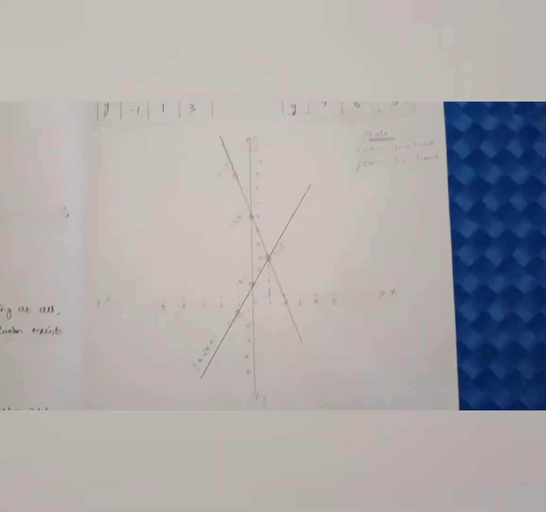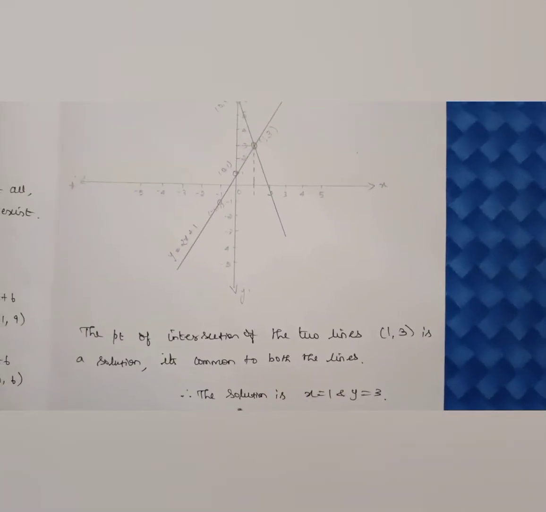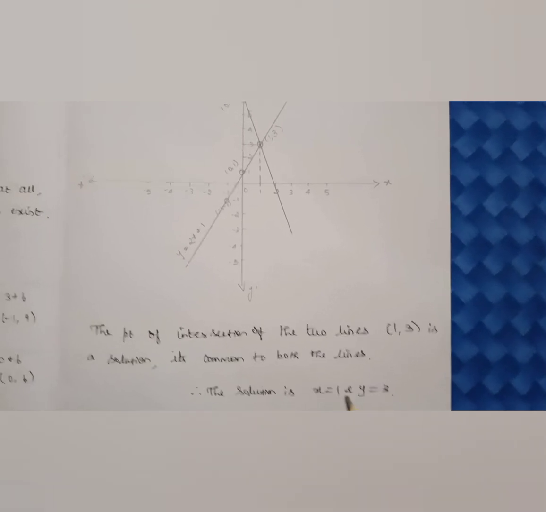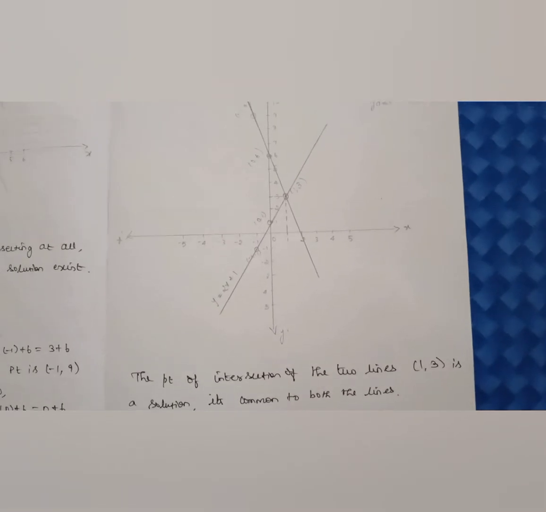So I have written the scale also. Therefore, the point of intersection of the two lines is 1, 3, which is the solution. It is common to both the lines. So the solution is x is equal to 1 and y is equal to 3. And this is how we will solve the equations graphically.